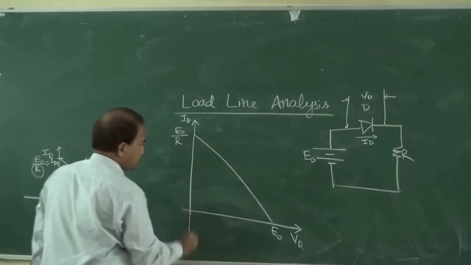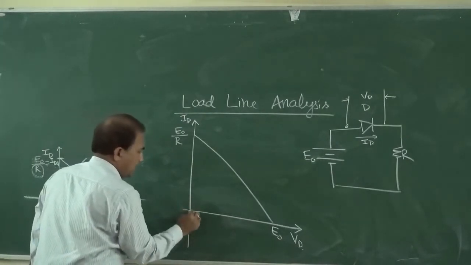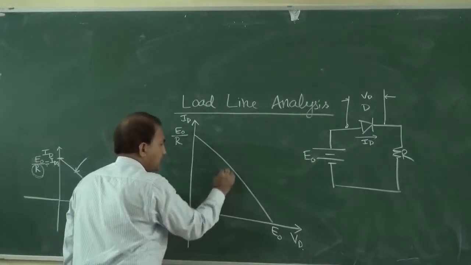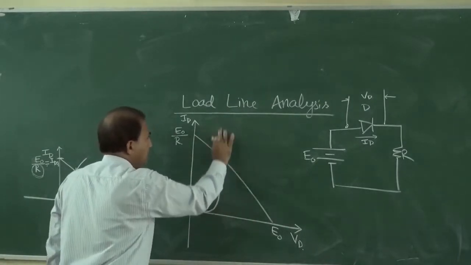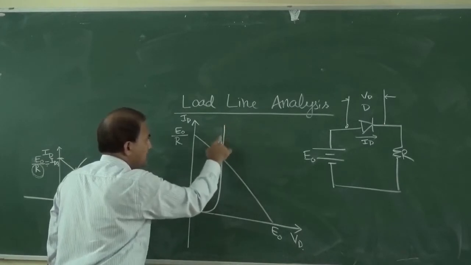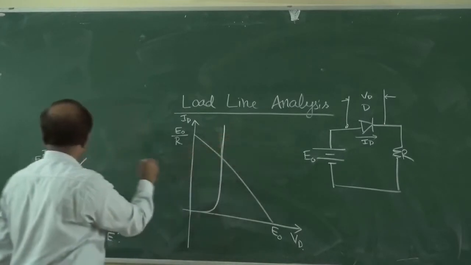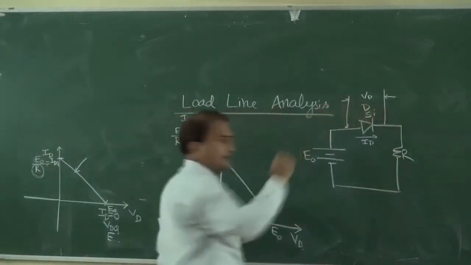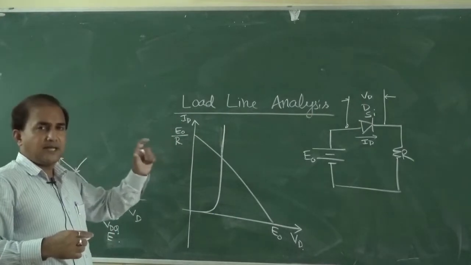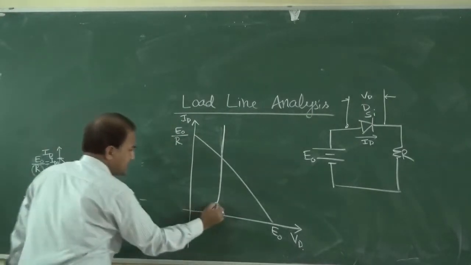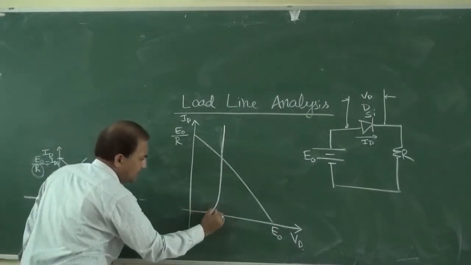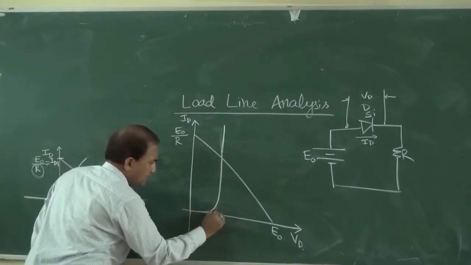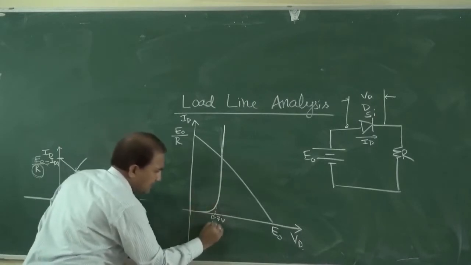Now we can draw the VI characteristics of this diode. Suppose this diode is made up of silicon. Then in that case, what will be this voltage? Knee voltage, 0.7 volt. This is the knee voltage.